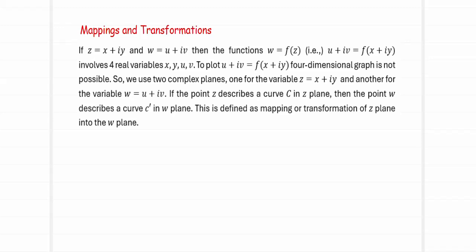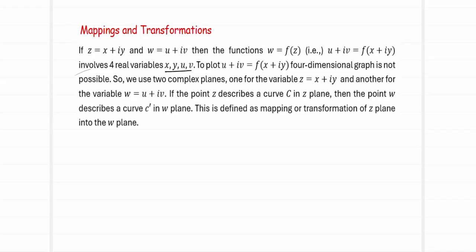Mappings and transformations. Suppose we have a complex number of the form z equal to x plus iy and one more complex number of the form u plus iv, and we have the function defined as w equal to f of z. So we are mapping u plus iv to the function f of x plus iy. Now this mapping or this identity will involve four real variables. What are they? x, y, u and v.